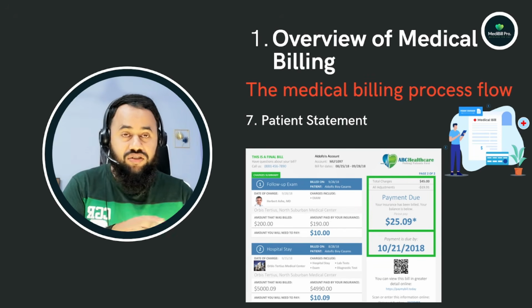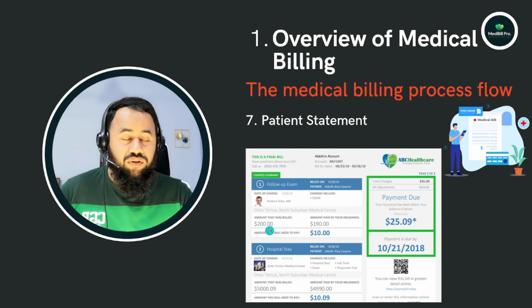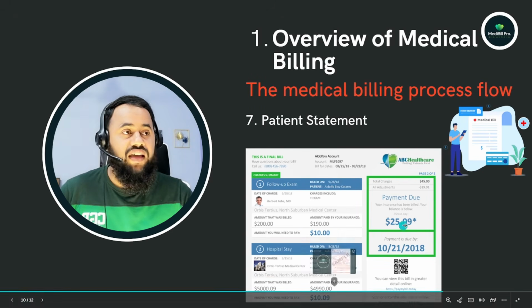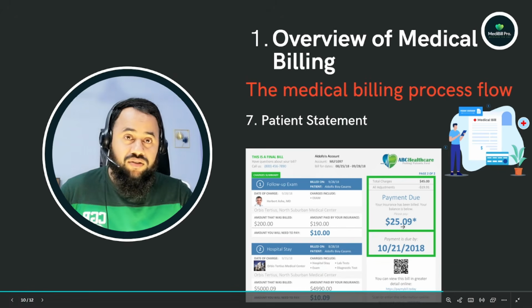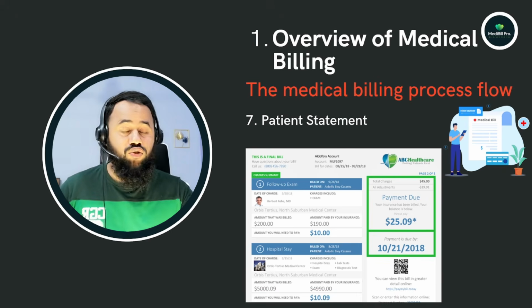Okay, that they will just process, like if there are payments, we can see over here for the first service, the total amount that was billed is $200. The insurance company paid $190, then $10 is left. So the patient is responsible for these $10, $10.09, and $5 as well. So the patient will receive the bill of $25.09, and they need to pay this one.